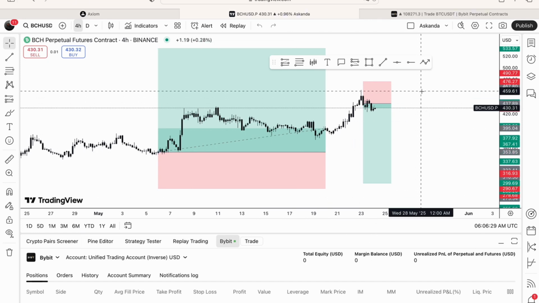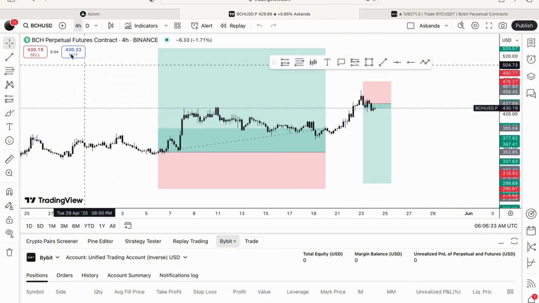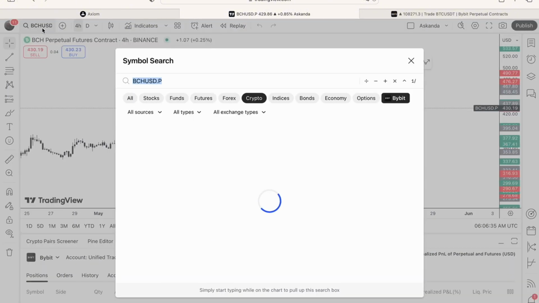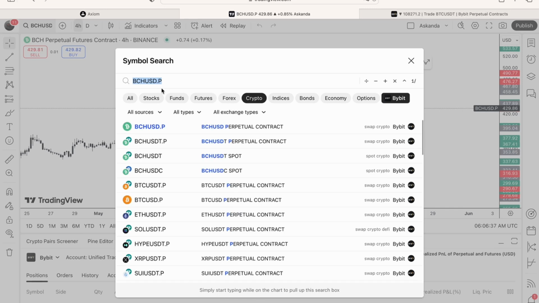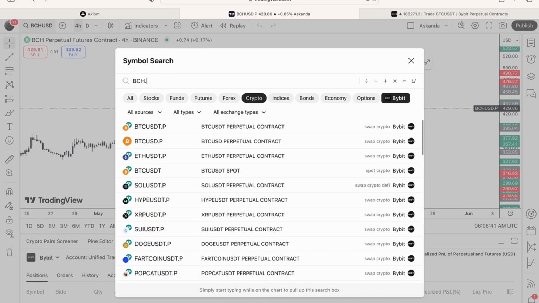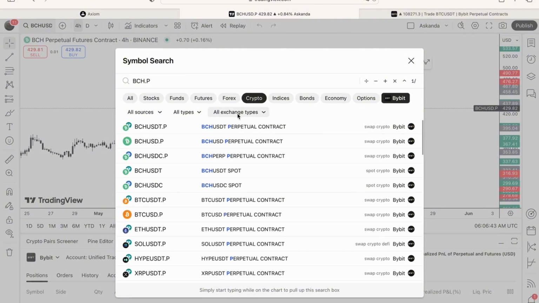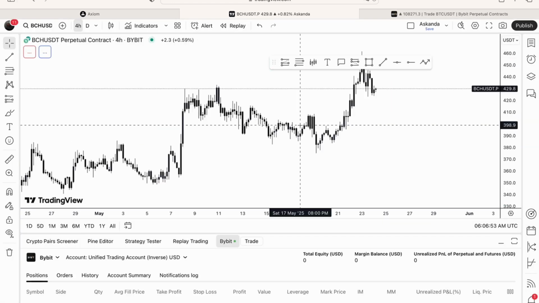So what I'll do is, if I am going to take this trade, let's say I want to sell BCH, I'll click on the symbol search, then I'll type in BCH.P. Okay, once I click .P, then I'll select crypto. So we are trading on Bybit, so you see we'll select Bybit perpetual futures. So I'll click on this one.